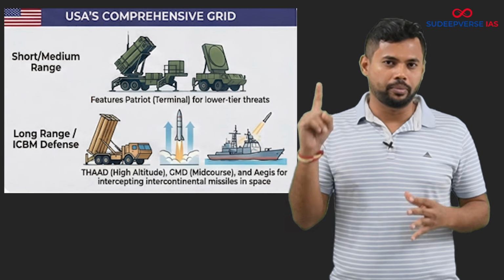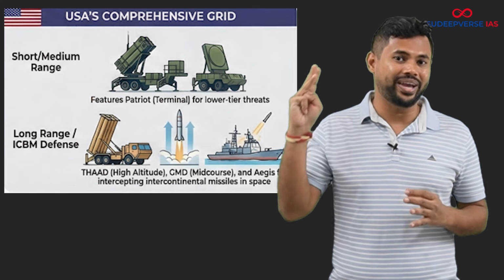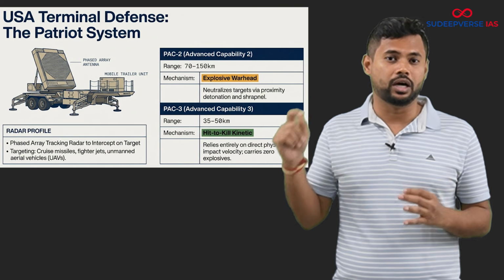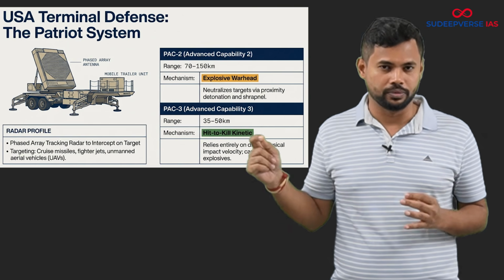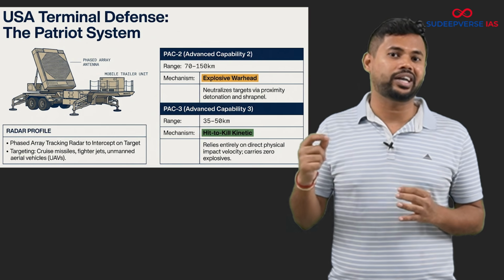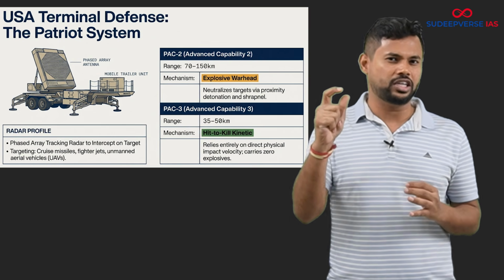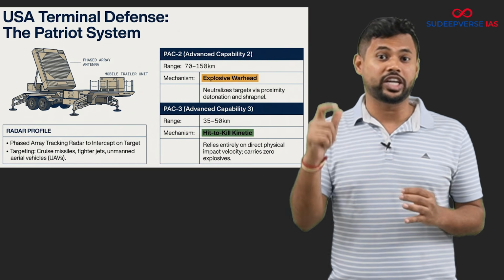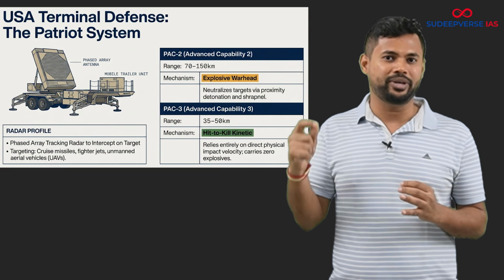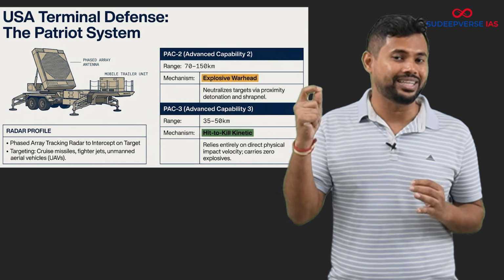The first is the terminal defense, the second is the high altitude terminal defense, and the third is the ground based mid-course defense system. Now let us understand the first layer, which is known as the terminal defense system or Patriot system. When I say Patriot system, it means it has a radar known as phased array tracking to intercept on target. This is the radar that they use. This radar is very advanced, and they also use Patriot missiles. They use PAC-2 and PAC-3, which means Patriot Advanced Capability 2 and Patriot Advanced Capability 3 missiles.